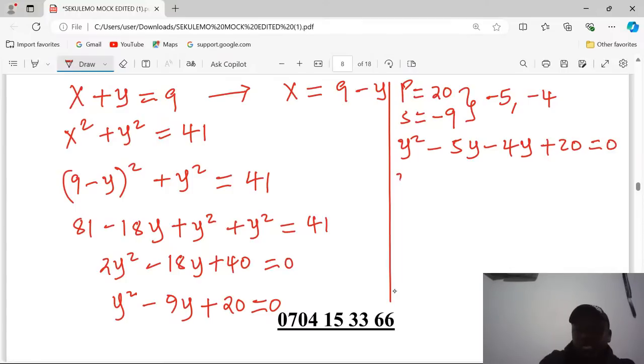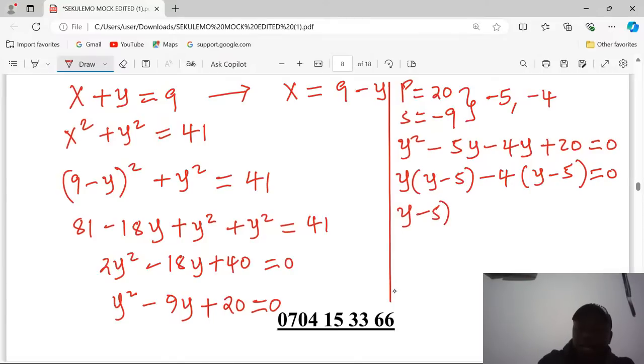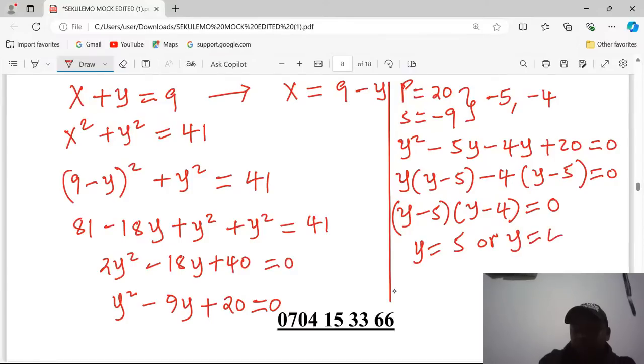We factor out y, so that we have y minus 5, plus, no, minus 4, sorry. Then we remain with y in brackets minus 5 to give us a 0. So we need to have y minus 5 as the common factor, then y minus 4 as the other factor, equals to 0, which means the values of y are either going to be 5 or 4.